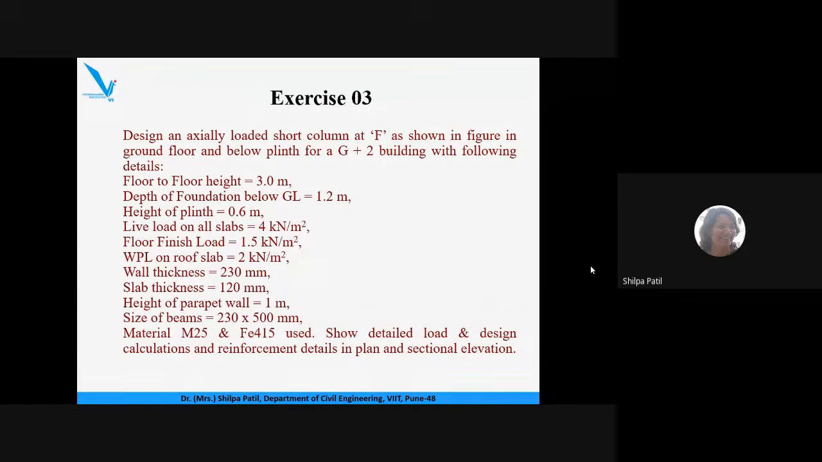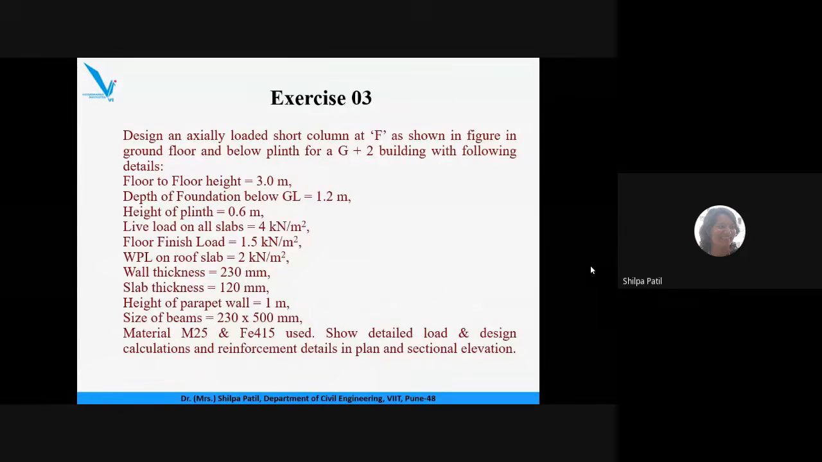When we design the entire column, it means we have to decide its dimensions, and for deciding the dimensions we need to calculate the load acting on that particular column, and accordingly decide the dimensions and then further decide the reinforcement. So this is the problem statement. I will just read the problem statement.